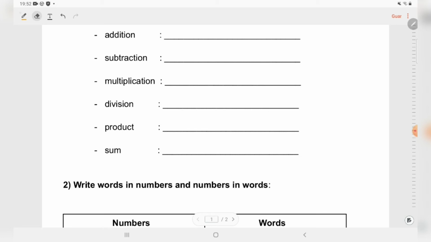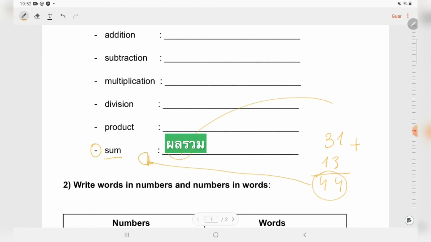Perfect. And the last word is, can you read with me, please? Sum. Sum. Good. Okay, sum is the same but with addition. For example, 31 plus 13 equals 1 plus 3, 4, 3 plus 1, 4. 44 is the sum of this addition.